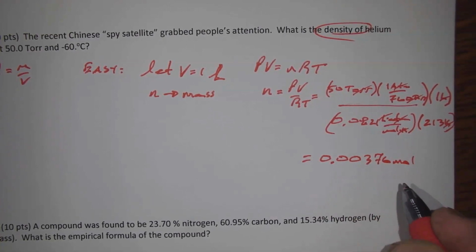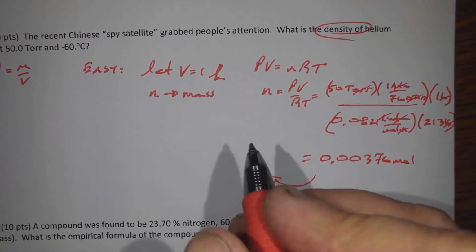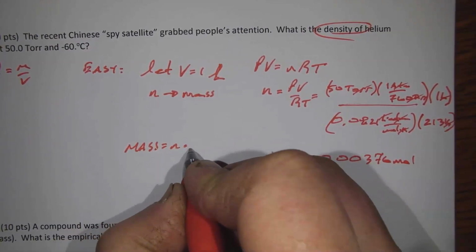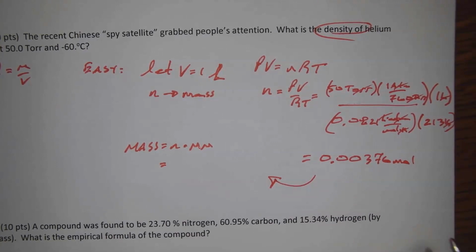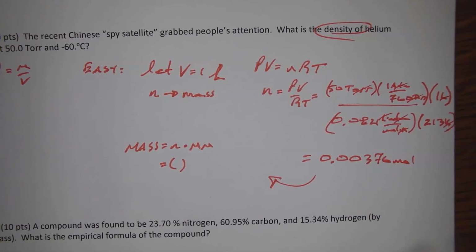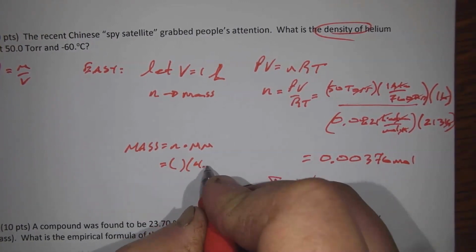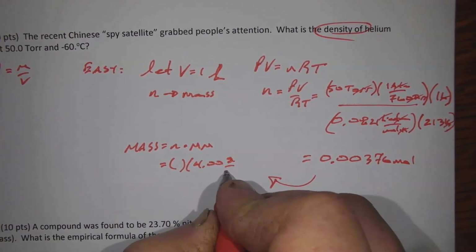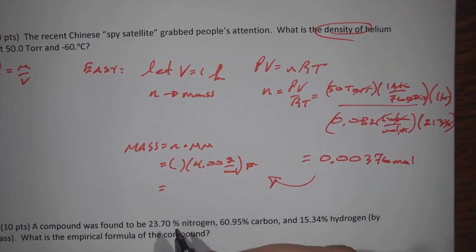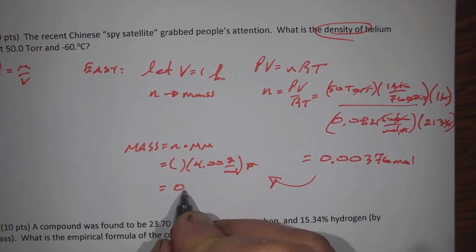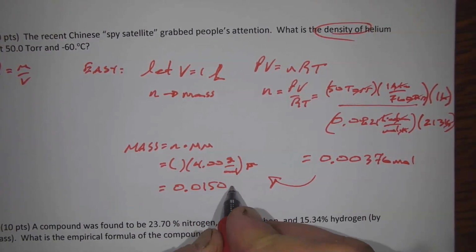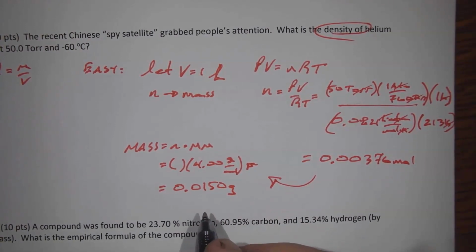moles. Alright, working backwards. To find the mass, mass is equal to moles times the molar mass, is going to equal the number of moles there. I'll just not rewrite that, but that's that 0.00376 moles. Helium is 4.00 grams per mole, which gives me a mass of 0.0150 grams, which is shockingly small, but so be it.